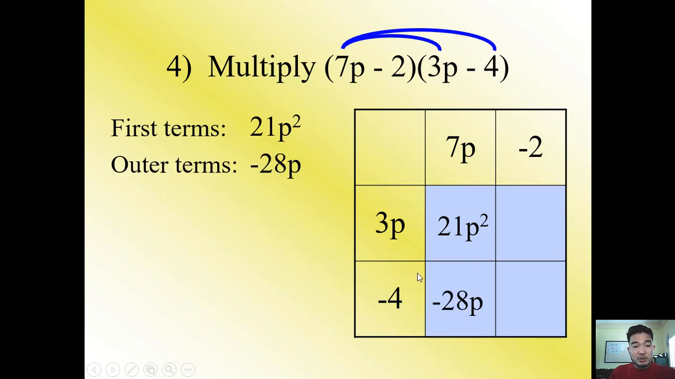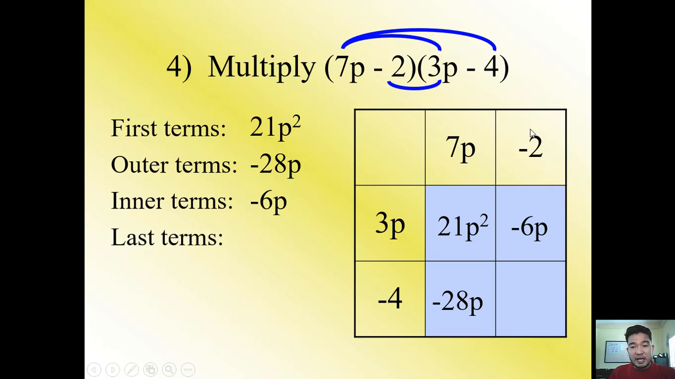Then we move on to the inner terms. Inner terms, that's negative 2 times 3p. Negative 2 times 3p is equal to negative 6p. And then the last terms, we have negative 2 times negative 4. Negative 2 times negative 4 is equal to positive 8.